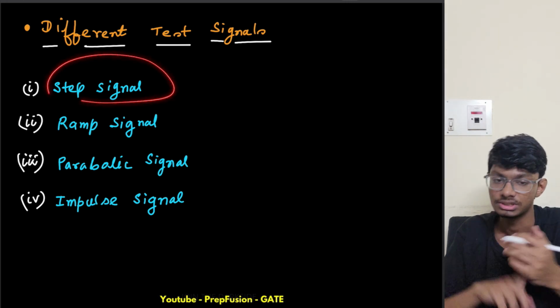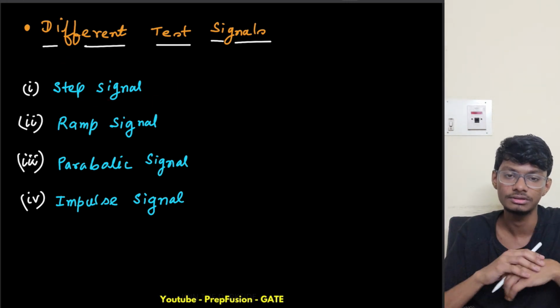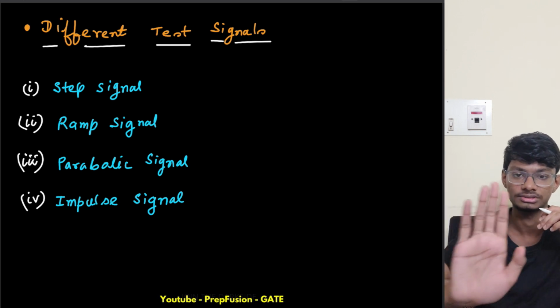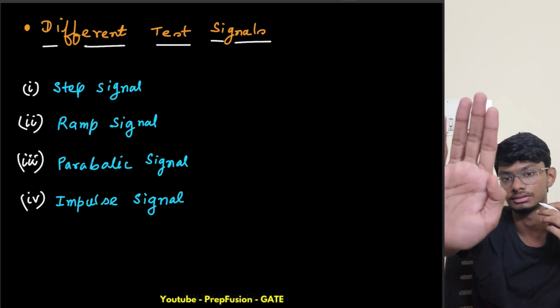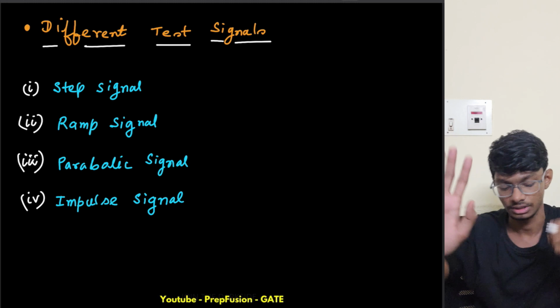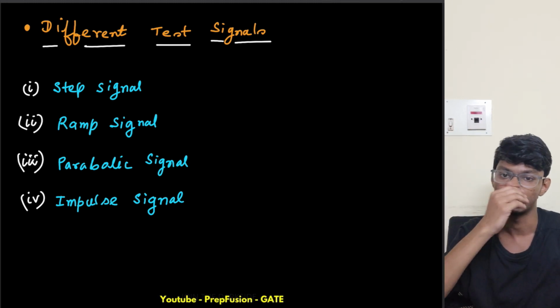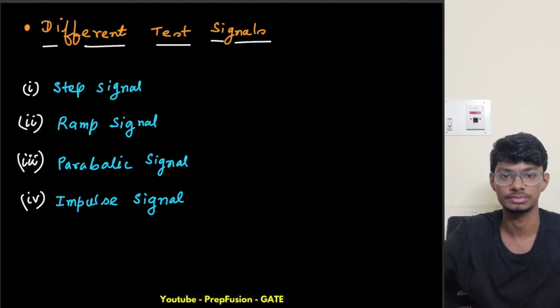The first one is the step signal. What does it mean? I give a sudden input, and then it stops. So I give a sudden input and then it stops. You change your displacement, basically.